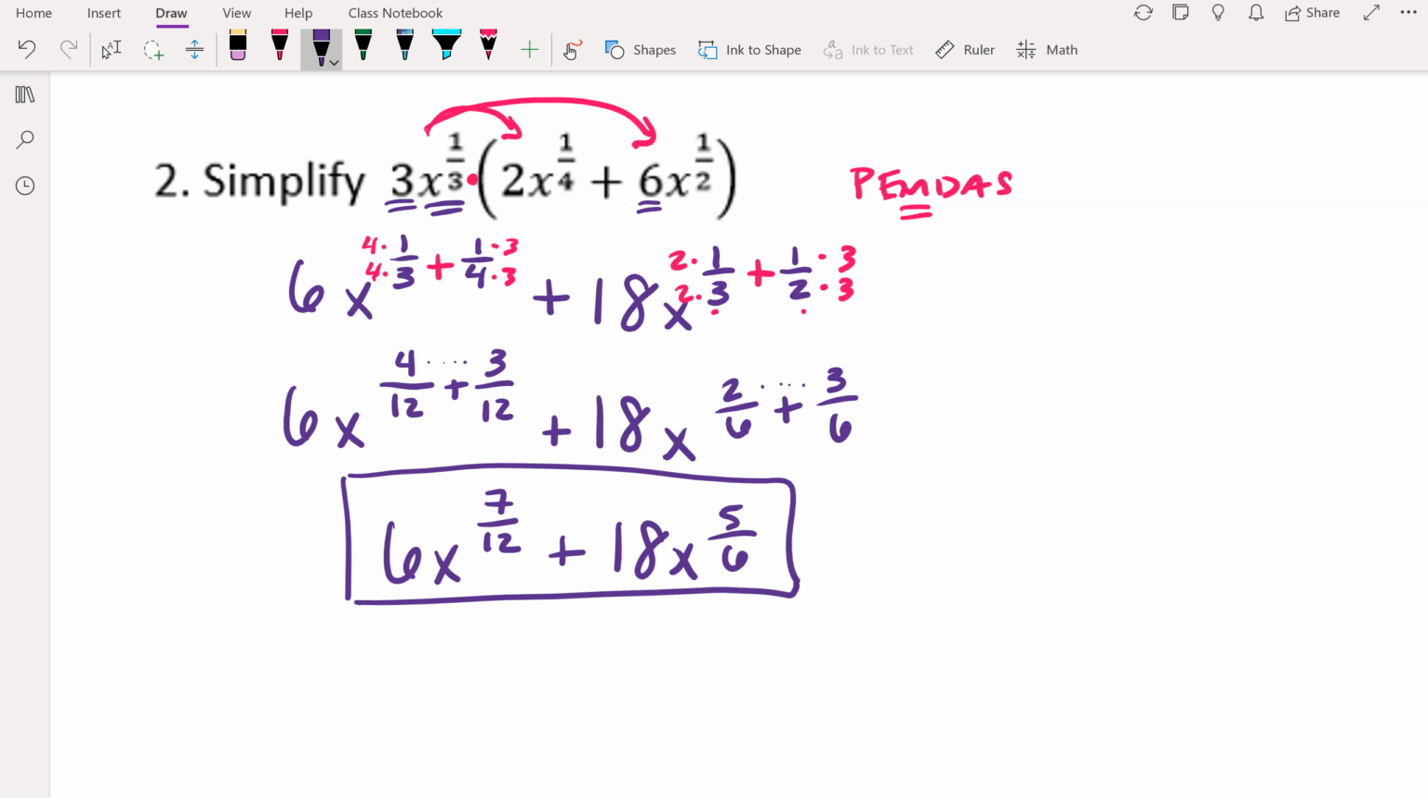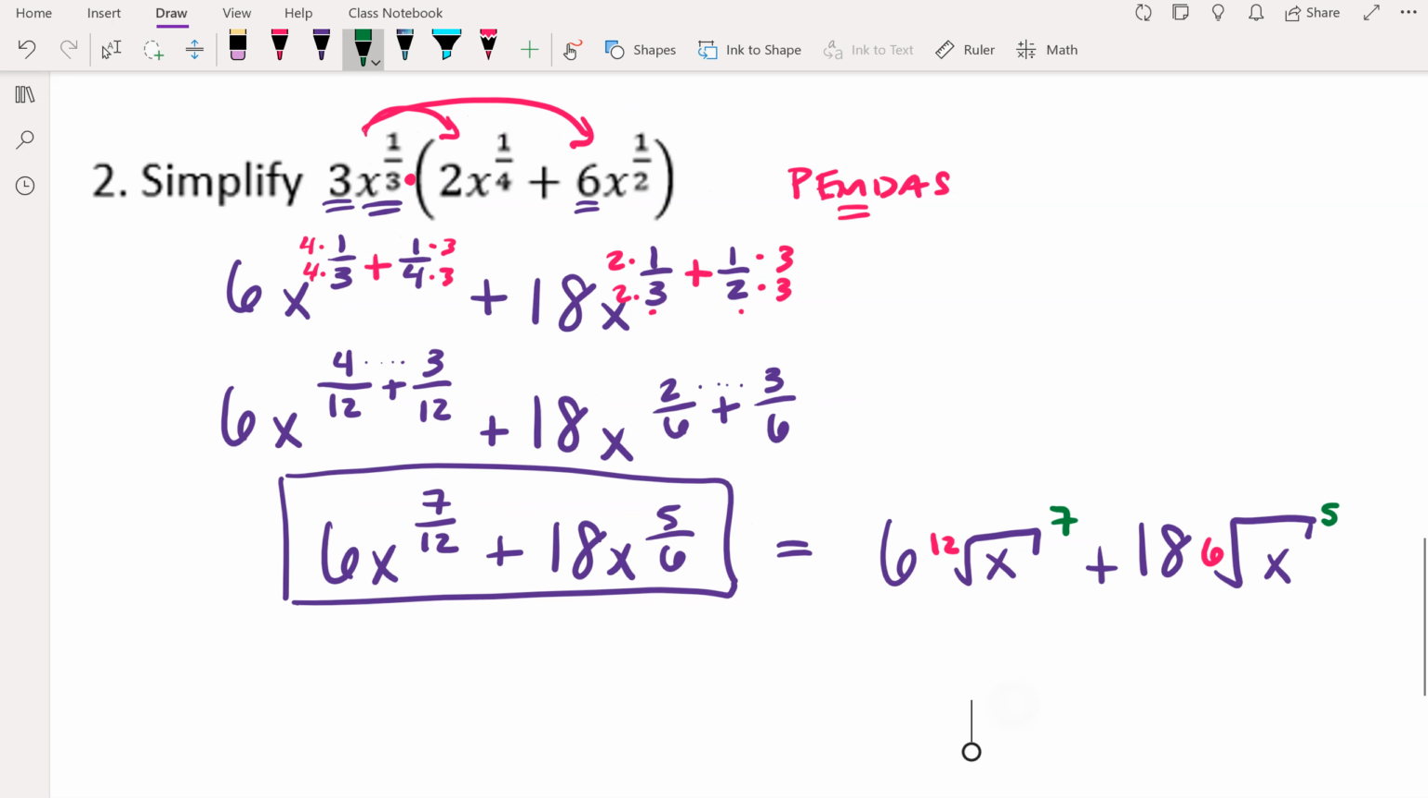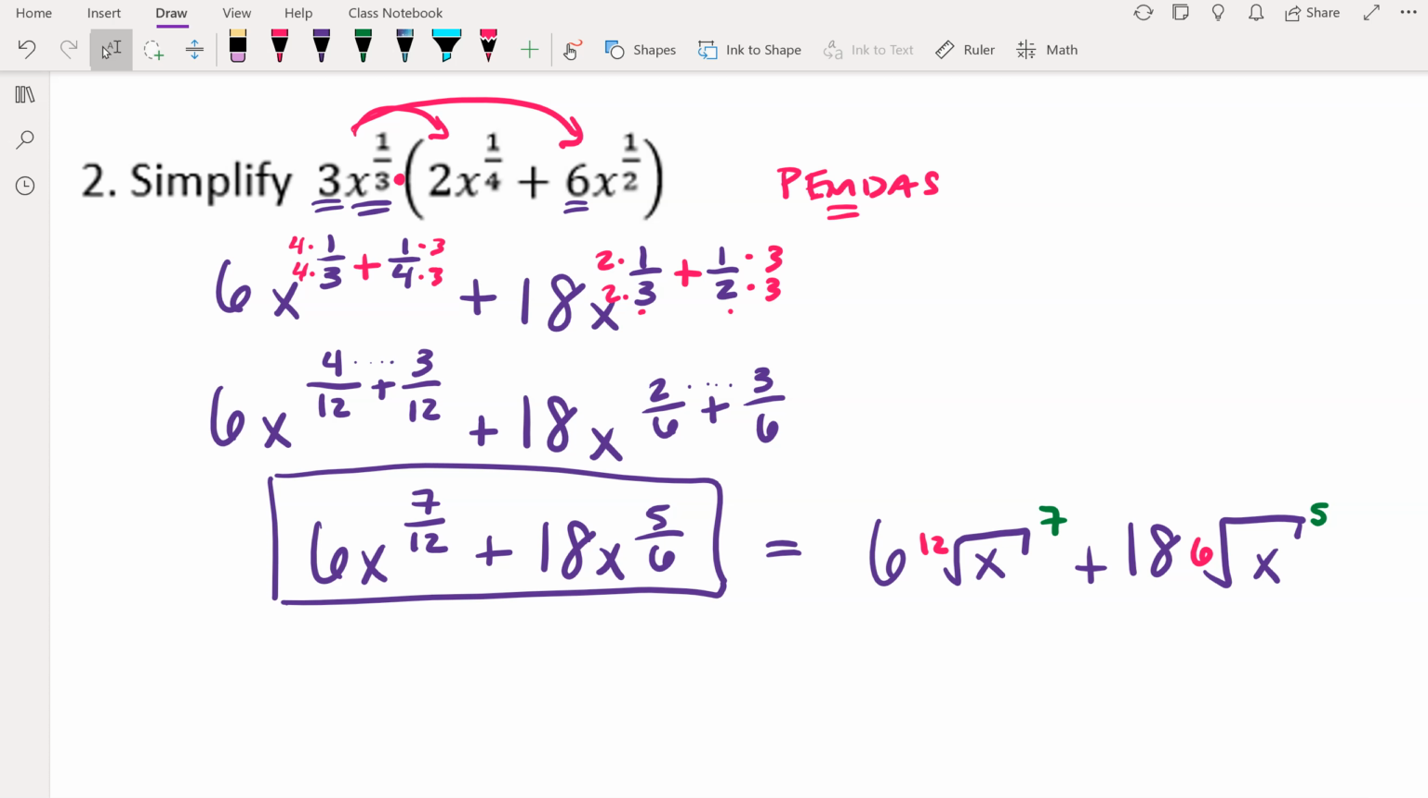Now, you could convert these to roots. So equals, let's just really quickly do that. 6, and then the x goes in the root. The denominator goes out in front, so we have 12. And then the numerator stays up in top as an exponent. Plus 18. We have another fraction exponent, so it turns into a root. The denominator goes out in front, so we have 6 out in front. The numerator stays up in the air as an exponent. So that's how it would look if you converted it to a root instead of fractional exponents.